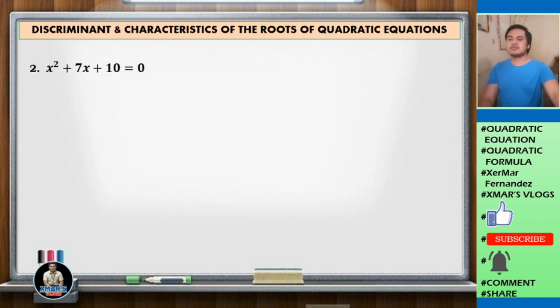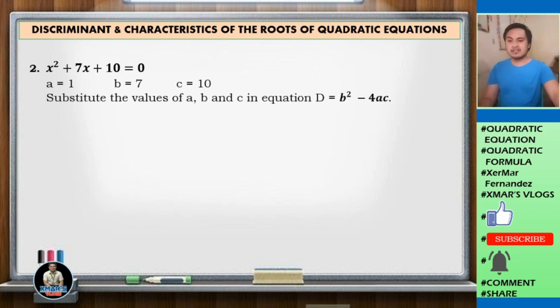Next, number 2, we have x squared plus 7x plus 10 equals 0. So again, our quadratic equation is already in standard form. So we have to identify the values of a, b, and c. And here we have a equals 1, b equals 7, and c equals 10. Next, let us substitute the values of a, b, and c in the equation d equals b squared minus 4ac. So d equals 7 squared minus 4 times 1 times 10. So we'll just substitute the value of b here, and then the value of a, 1, and then the value of c, which is 10.